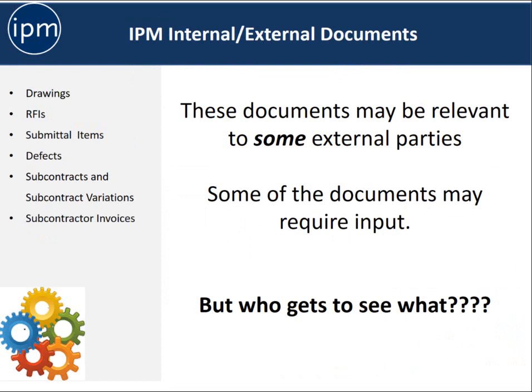Then there are documents that are important to the external parties. Drawings, RFIs, submittal items, defects, the details of subcontracts and subcontract variations or change orders, subcontractor invoices against those subcontracts. But the challenge really is, how do you control who can access which bits of information? Some external parties will need some documents, others will need other documents. You really need a mechanism that is easy to manage to determine who gets to see what in the project.